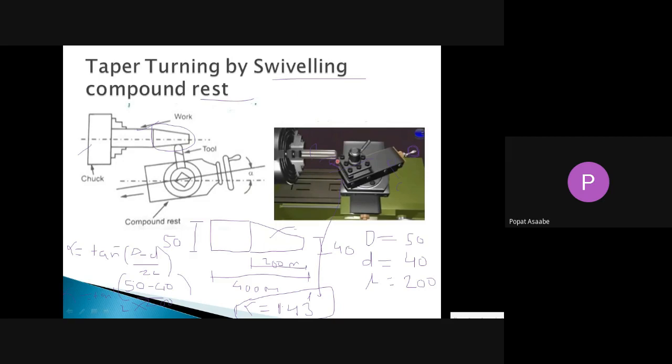Okay, a hand wheel is also provided on the compound rest. When the hand wheel of the compound rest is rotated, the tool will move in this direction. It will give the feed, it will give the inclined feed. Simple. It will give the inclined feed to that workpiece so that finally your workpiece will produce the taper like this. Do you understand?